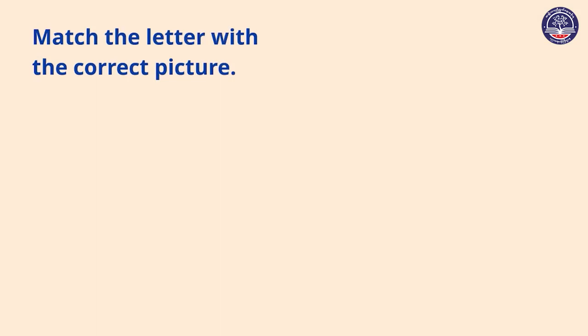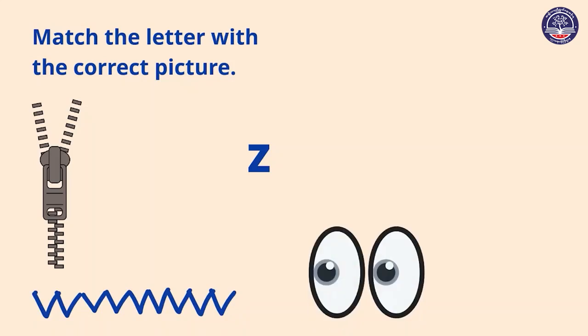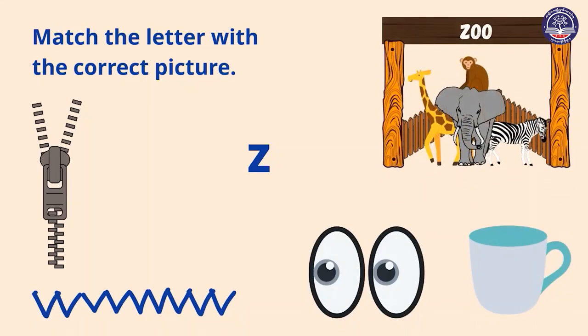Here, what we are going to do is we are going to match the letter with the correct picture. So, letter Z will be given and let's see what pictures we have. We have zipper, zigzag, eye, mug, and zoo. So we are going to match the picture that starts with letter Z with the letter Z, okay?